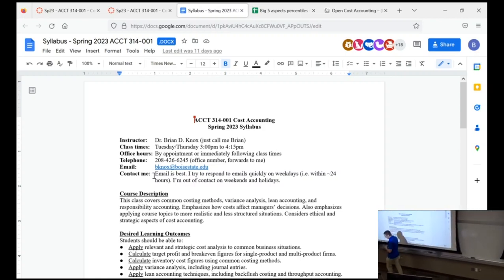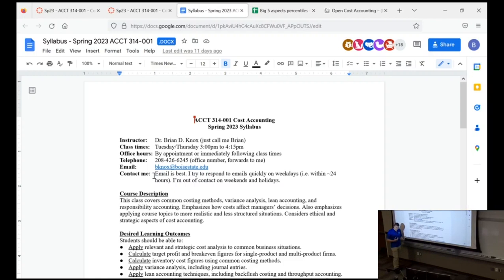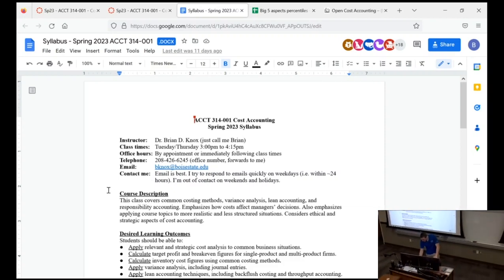All right, so the description of this course for me is very meaningful, but for you might not mean a lot. It lays out largely what we end up doing in the desired learning outcomes, but I'll read it. This class covers common costing methods, variance analysis, lean accounting, and responsibility accounting. Emphasizes how costs affect managers' decisions. Also emphasizes applying course topics to more realistic and less structured situations. Considers ethical and strategic aspects of cost accounting. That leads into the learning outcomes, which map fairly closely to that.